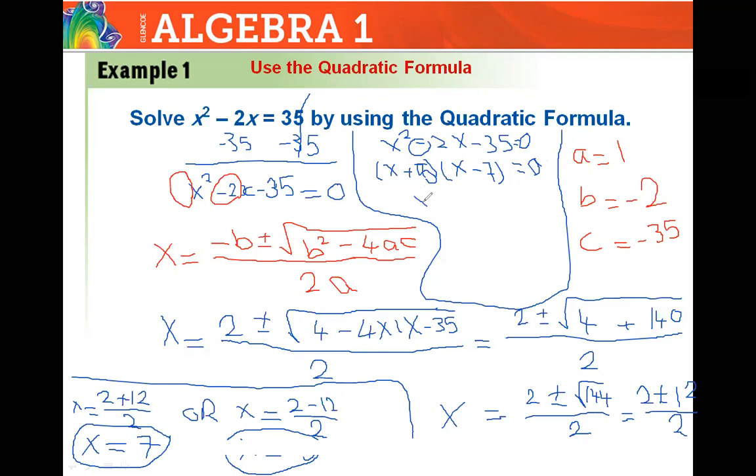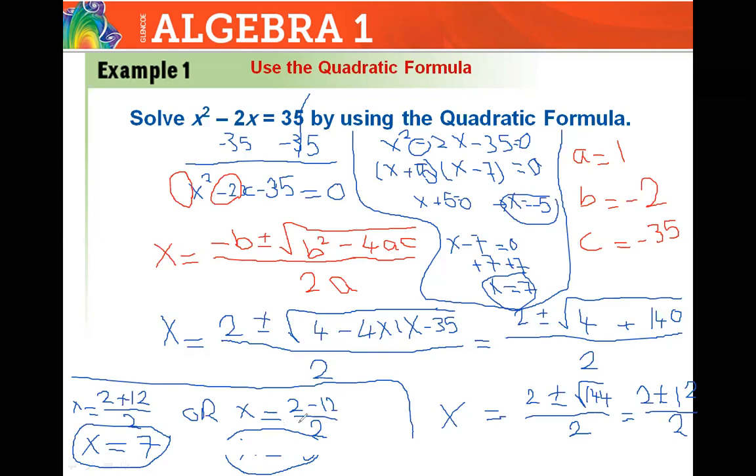So x plus 5 equals 0. This is the first bracket equal to 0. From it, we get that x equals negative 5. And x minus 7 is equal to 0. By the inverse operation, plus 7 here, plus 7 here. So x equals 7. I get the same answer. So this is x equals 7, x equals negative 5, and here the same answer.